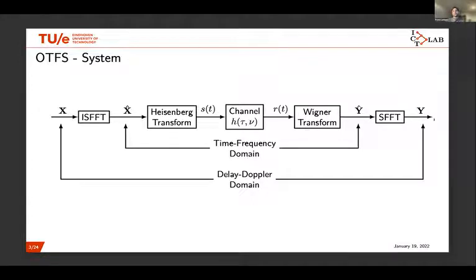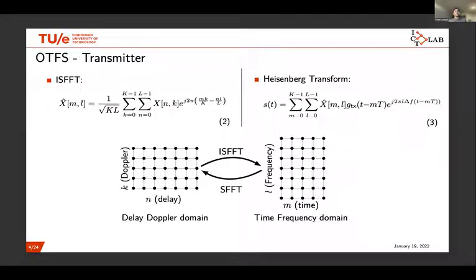And let's look into details. What do this symplectic finite Fourier transform and the Heisenberg transform look like? The inverse symplectic finite Fourier transform is basically a two-dimensional Fourier transform. The term symplectic stems from the fact that we have two different signs here in the Fourier transform. One is an inverse Fourier transform, while the other one is a Fourier transform. And what it is doing is that when we define symbols in the delay Doppler domain, so this is a grid in the delay Doppler domain, we have L samples in the delay domain, we have K samples in the Doppler domain, it maps these symbols to some symbols in the time frequency domain.